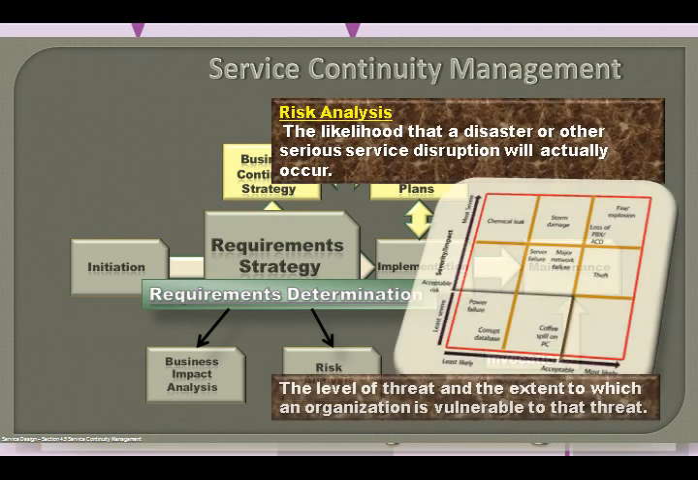A number of risk analysis and management methods are available for both the commercial and government sectors. All methods require the evaluation of risks and the development of a risk profile such as displayed in this slide.